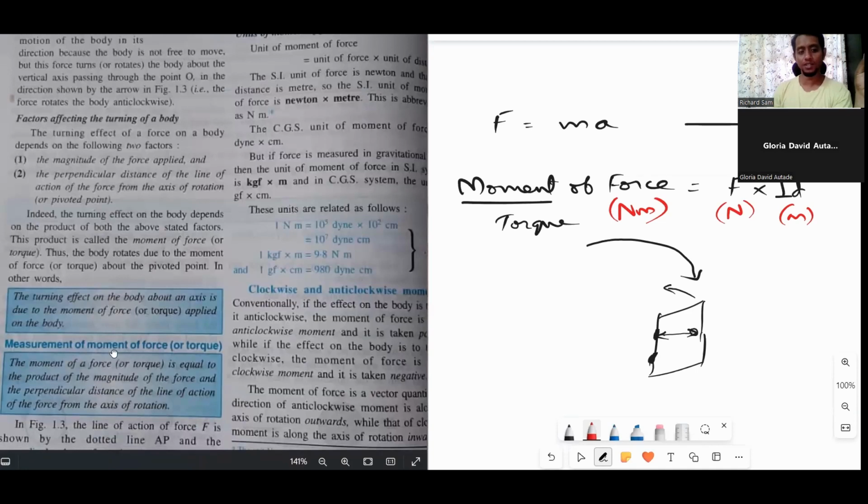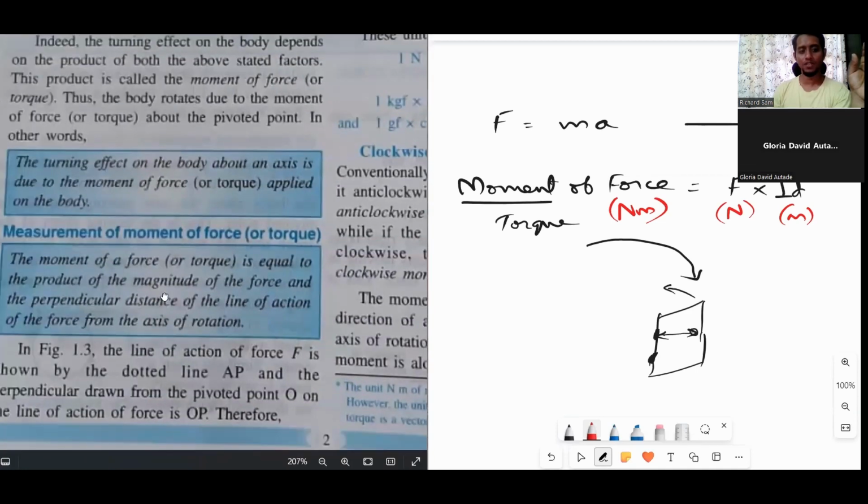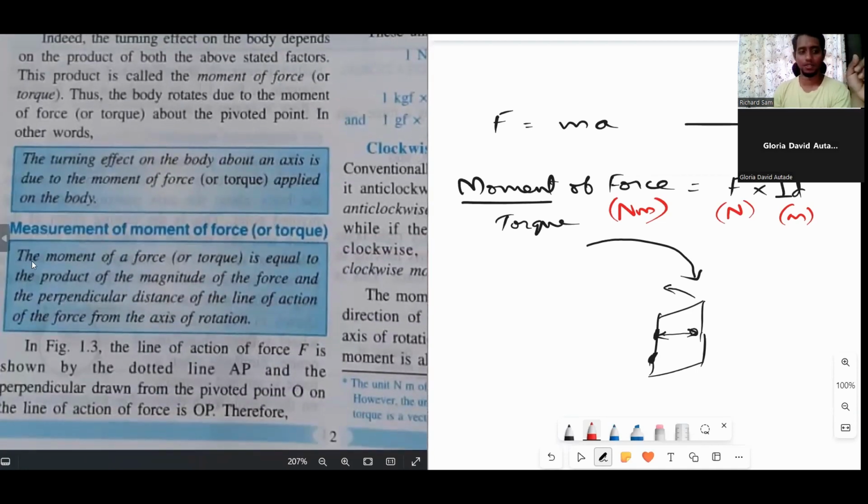Before you write that, let's read the definition for moment of force. The definition is very easy. It is just the formula itself. See, the moment of force or torque is equal to what? The product of magnitude of force, that is F, and the perpendicular distance of the line of action of the force from the axis of rotation. The perpendicular distance, okay, if this is a door, the distance from the hinge should be perpendicular. It should not be like cross distance. It has to be perpendicular. Clear? Okay, so that's the definition.